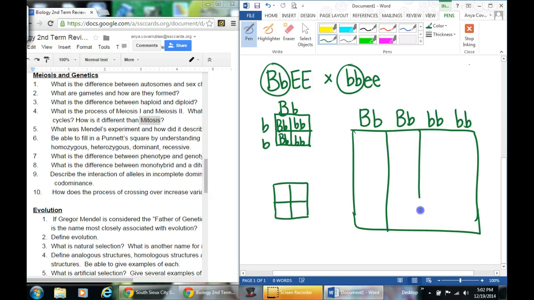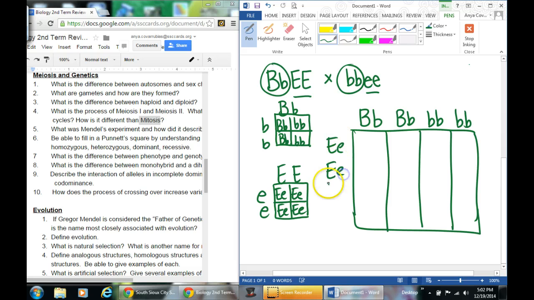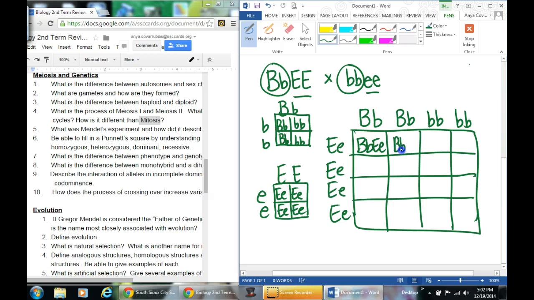Then I'm going to do the same thing for eye color. So big E, little e, little e. I got those from right there. Big E, little e, big E, little e, big E, little e, big E, little e. So those are all the same. And now the dihybrid cross is going to go inside of here.